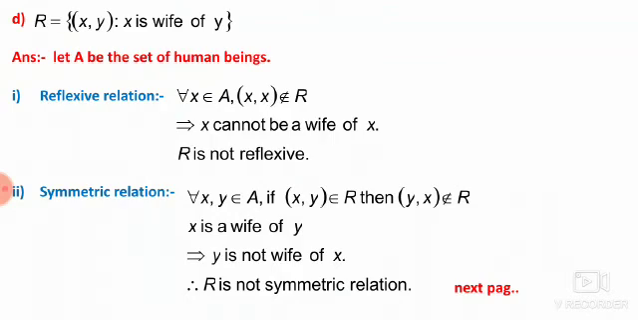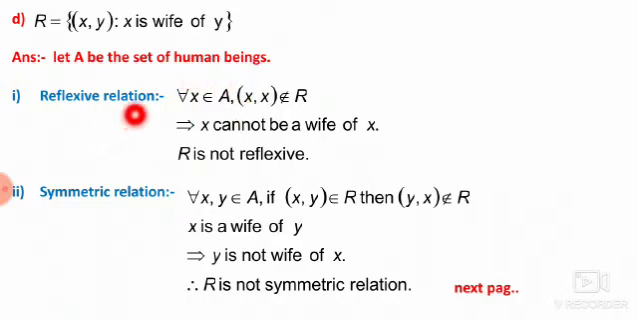Once again, the relation R defined on the set A. It is a set containing x, y such that x is a wife of y. The relation between x and y is given. x is a wife of y, means y is the husband of x. Let me define the solution. Let A be the set of human beings.